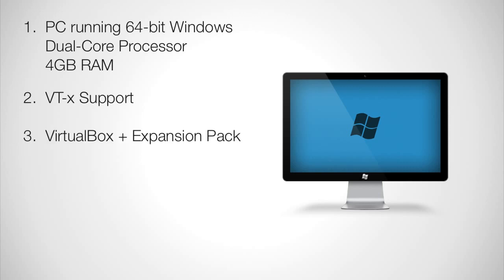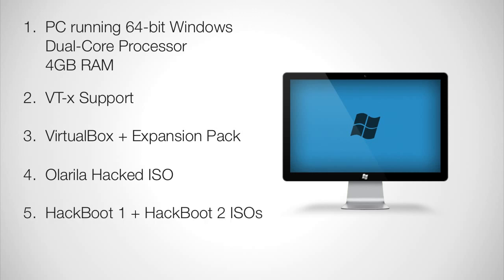You'll need VirtualBox and the expansion pack. You can get them for free from the website. A hacked version of Mountain Lion, because this won't work using the vanilla installer. The hacking group Olarila has put together a great ISO. You can search for it on Google. You'll need the Hackboot 1 and Hackboot 2 ISO files. And you'll need MultiBeast 4. All the links for these are below in the description.